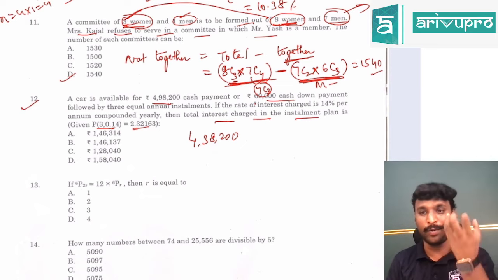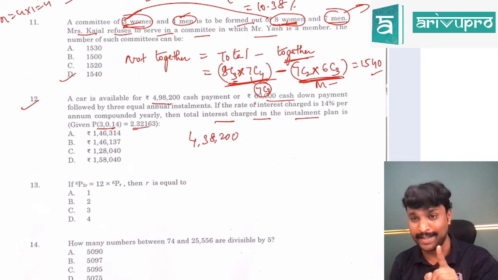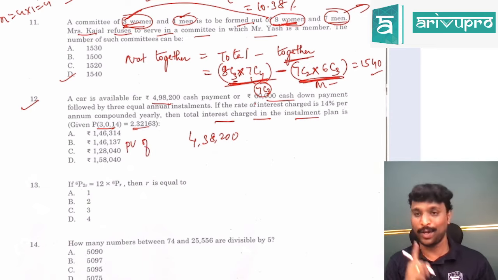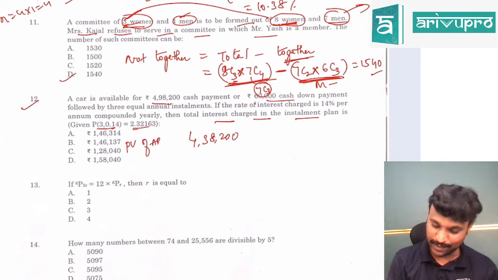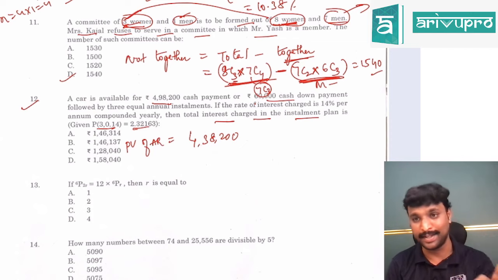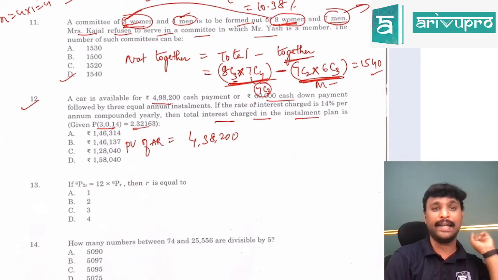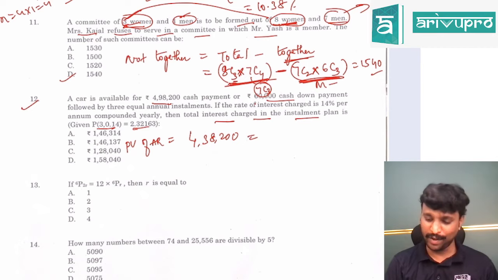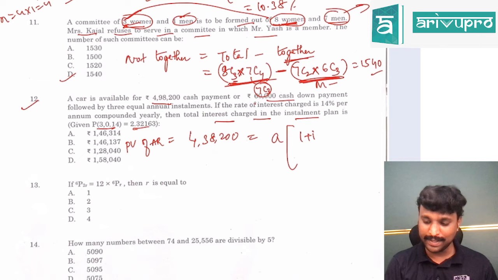For this, there should be a loan taken, right? So loan amount, whatever loan amount you take, I have discussed this. This is definitely present value of. See, loan is always annuity regular. This was discussed in the marathon videos and also regular videos. All right, PV of AR is given. Now, what is PV of AR formula? A into 1 plus I whole power n minus 1 divided by I into 1 plus I whole power n.